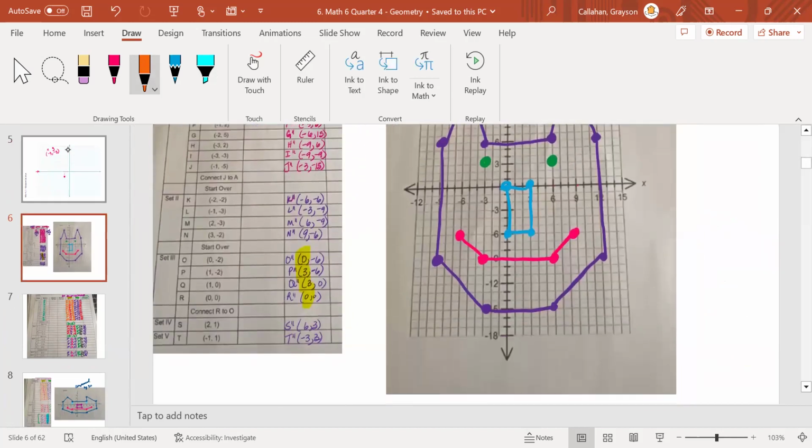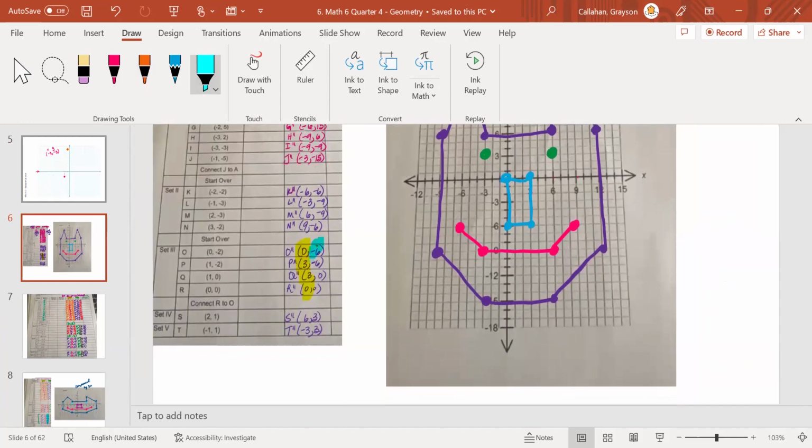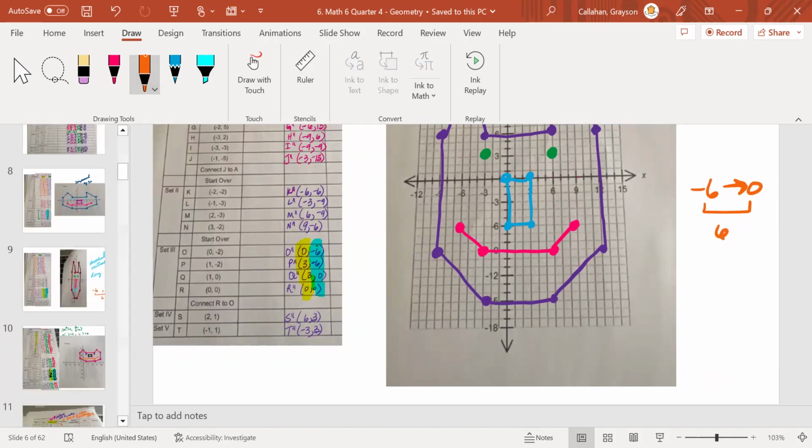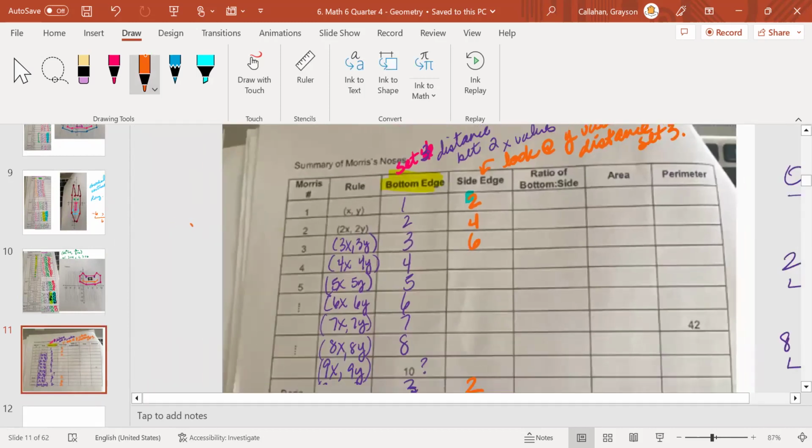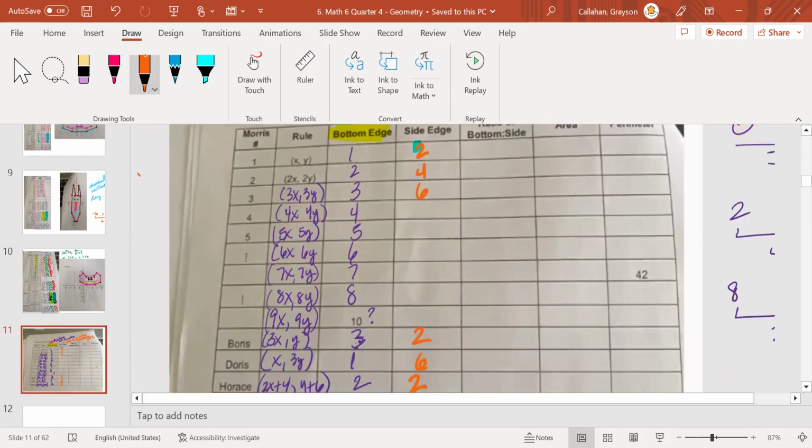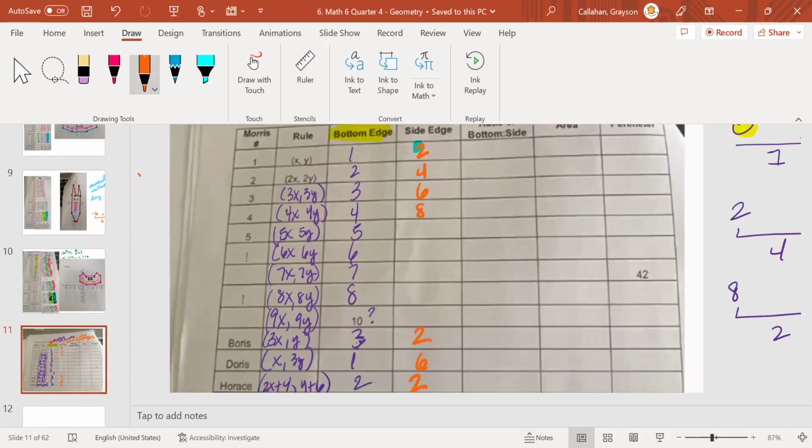Here is Morris 3. Take a look over here. What's the difference here? What is the difference or the distance? Come on, Grayson. Well, what is it? Okay, let's go back here. What do you see as a pattern here? 2, 4, 6.